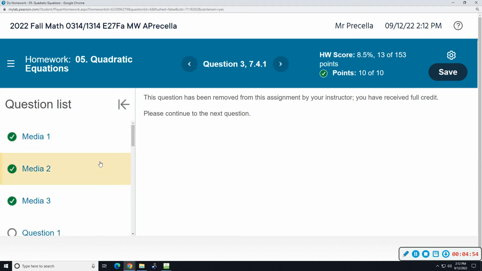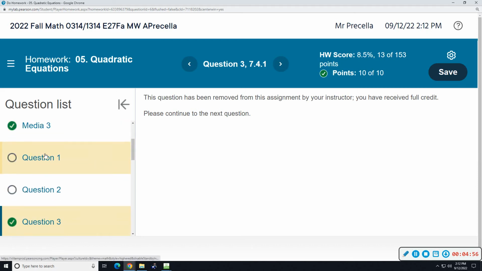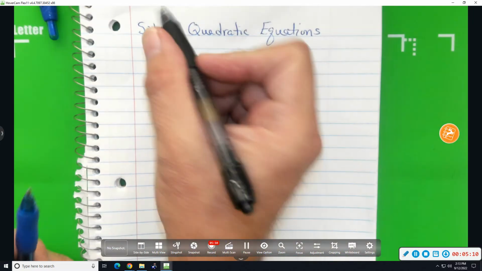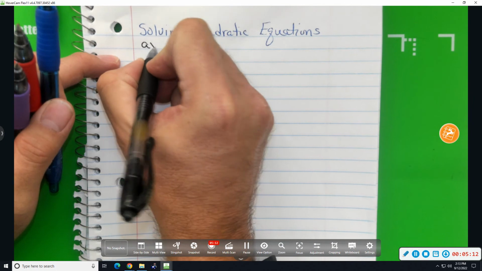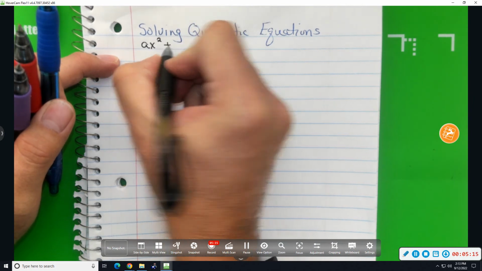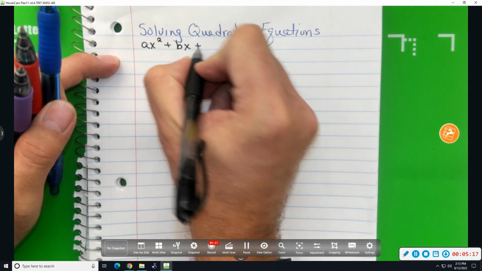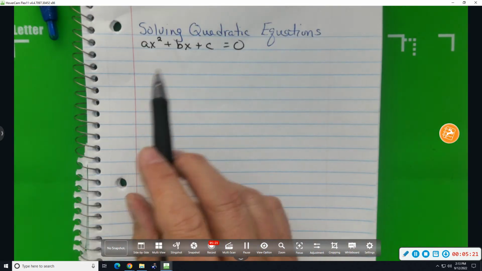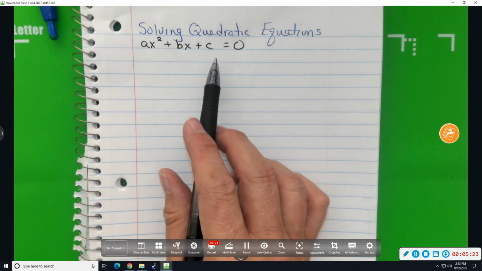Okay? So I guess the first two are the same thing we were doing at the end of the previous assignment. Let me start writing a little something, or do you want to do this, Tim? We said the last time that a quadratic equation has to have an x squared in it. It's in the form ax squared plus bx plus c equals 0. And this is where a, b, c are the numbers.